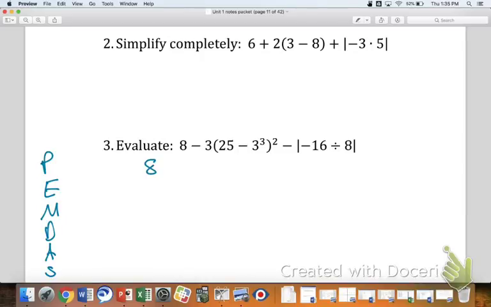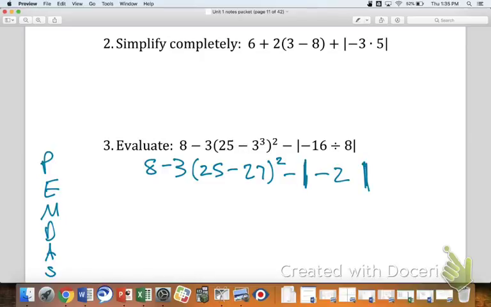So I've got 8 minus 3, and then 25 minus, and you said 3 cubed. We're going to do that first. Does anybody know what 3 cubed is? 27. 27. Nice. That whole thing is squared minus. There's some work I could do in these grouping symbols, the absolute values here. What's negative 16 divided by positive 8? Negative 2. So I still have not done the absolute values yet. I'll do those here in a second.